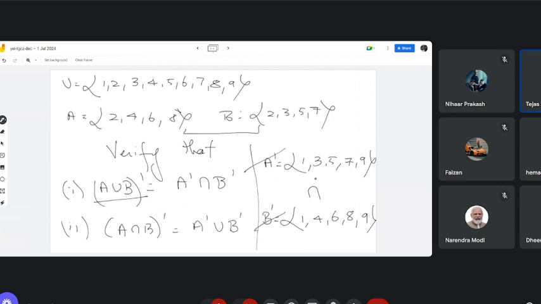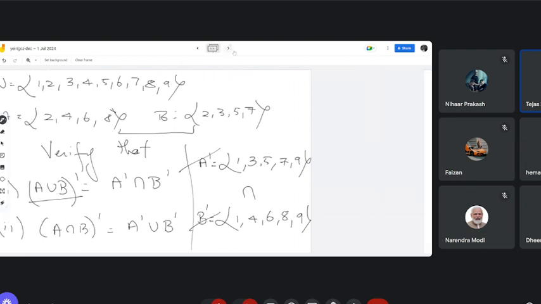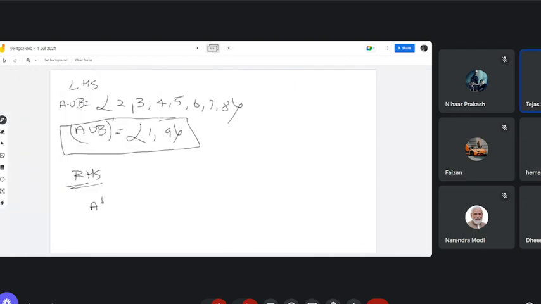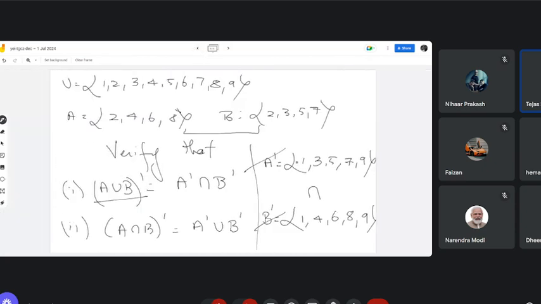Once I got both my set answers, I'm supposed to start comparing to check whatever is common between both these sets. I can see one common. Cool. I'll go here. I'll write A dash intersection B dash is equal to 1 is common. And 9 is common.